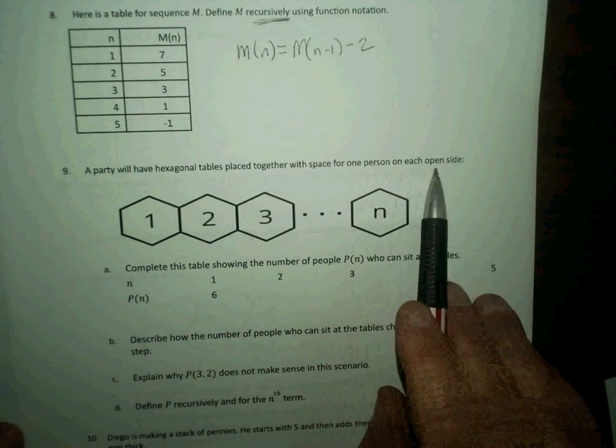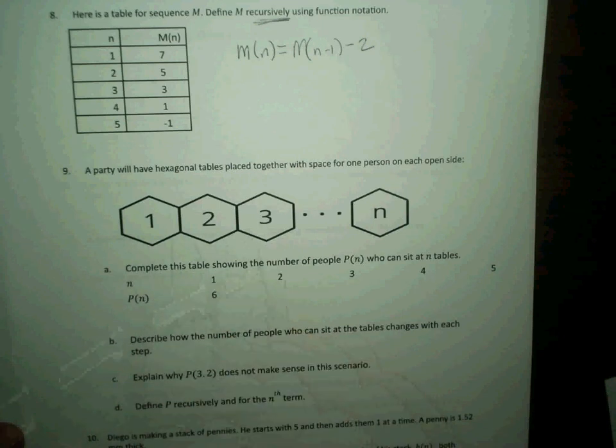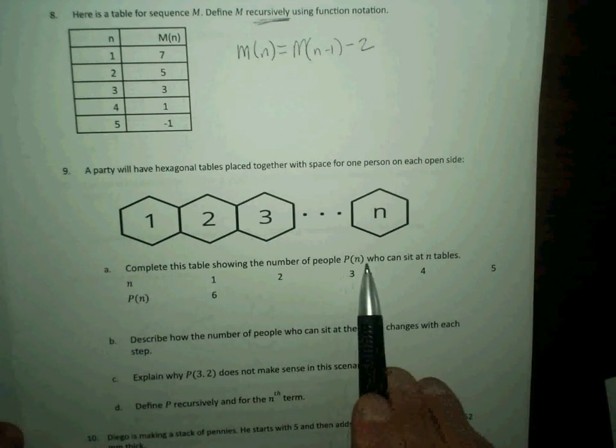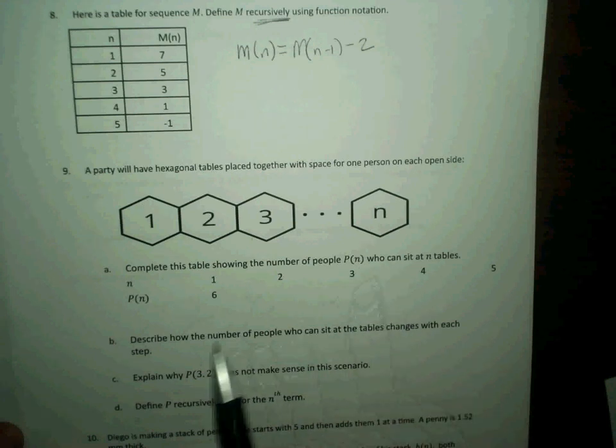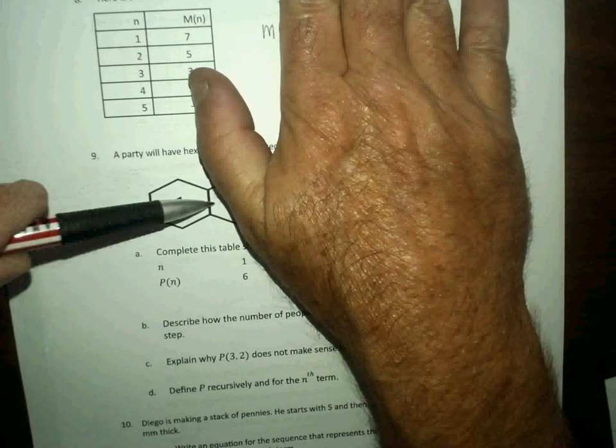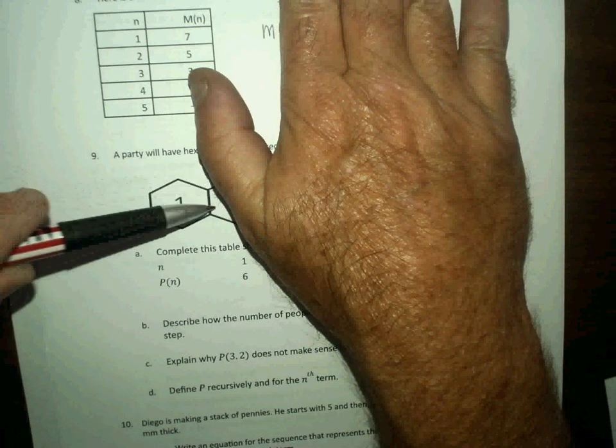There's space for one person on each open side. Here's how they're going to place the tables in the courtyard. Complete this table showing the number of people P of n who can sit at n tables. So if you only had one table, you could seat one person here, here, here, here, here, and here. 1, 2, 3, 4, 5, 6, right?